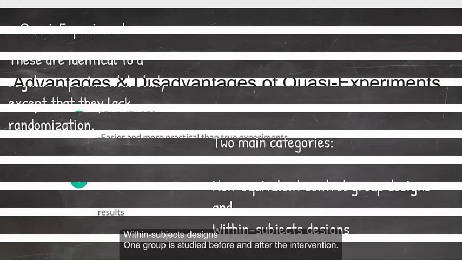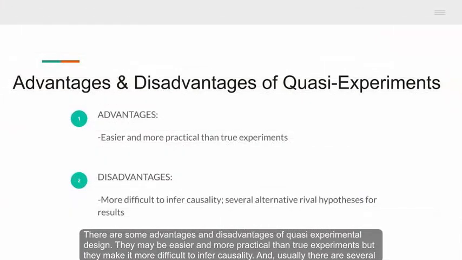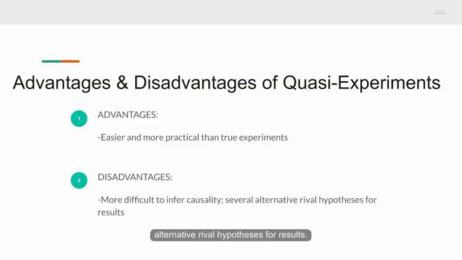the intervention. Now, there are some advantages and disadvantages of quasi-experimental design. They may be easier and more practical than true experiments, but they make it more difficult to infer causality. And usually there are several alternative rival hypotheses for results.